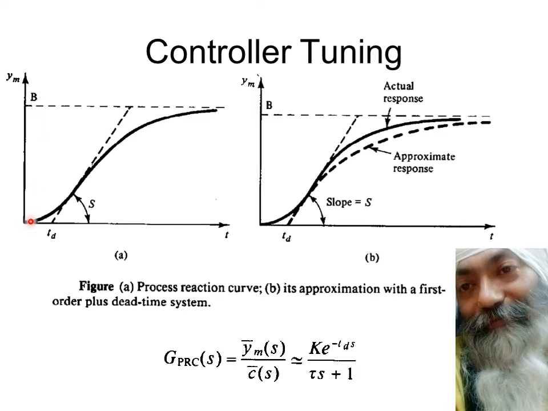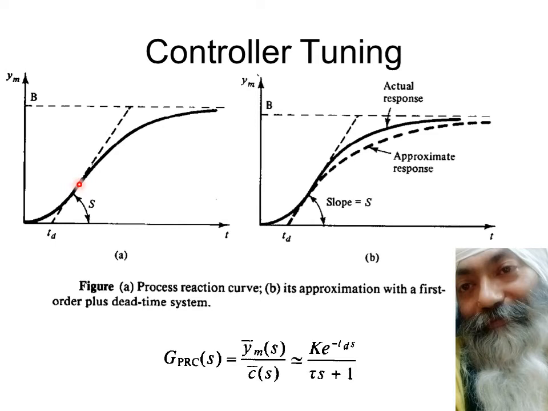So here, first of all, we find the point of inflection. This is the point of inflection. How do you find the point of inflection? Because you see, this curve is concave, and this curve is convex. This is the point where the concave curve becomes convex. So this point is called the point of inflection.